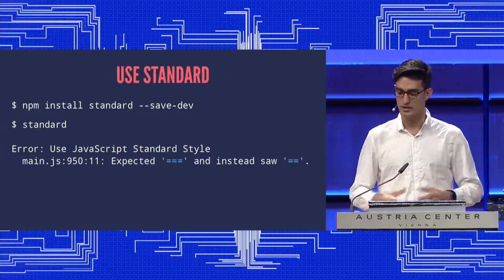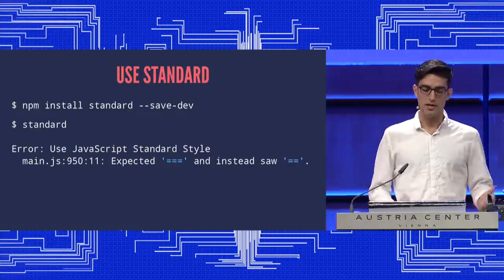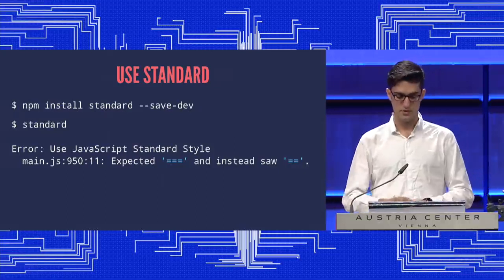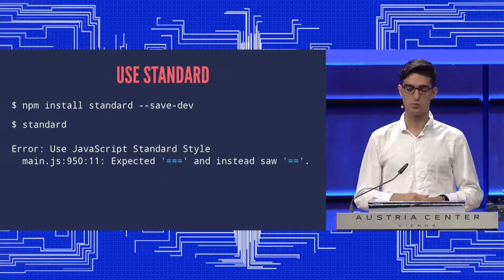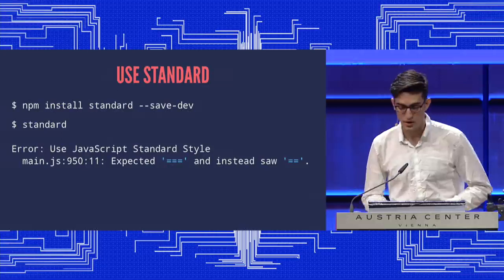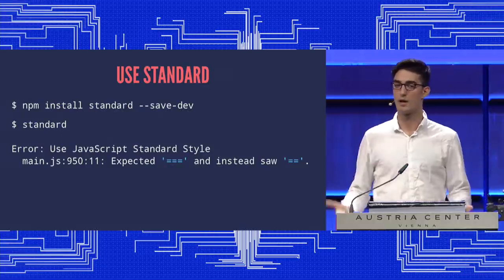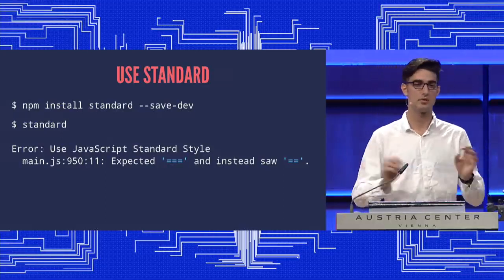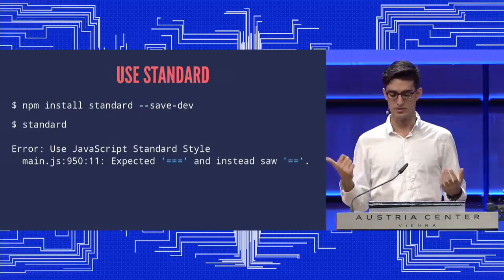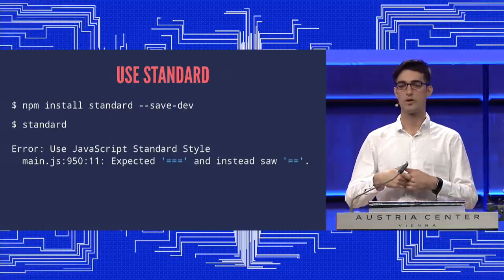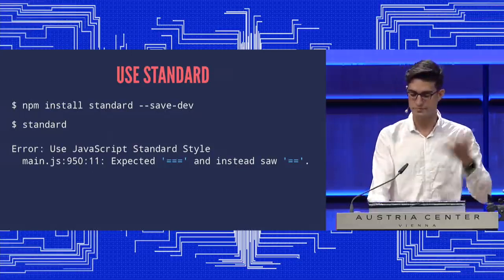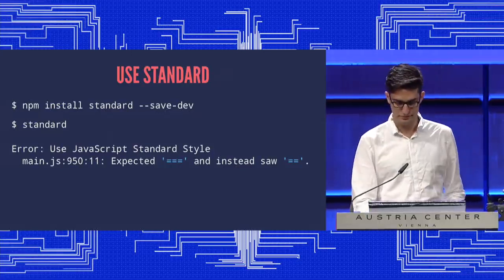So here's how you would use it. You just install it, and then you just run it. And you'll get output like this that tells you whether your code passes or not. I think this is the quickest, easiest way to get up and running with a linter if you don't want to install multiple packages and you don't want to figure out the configuration of every single rule. You can just do this, and you'll get some good defaults.